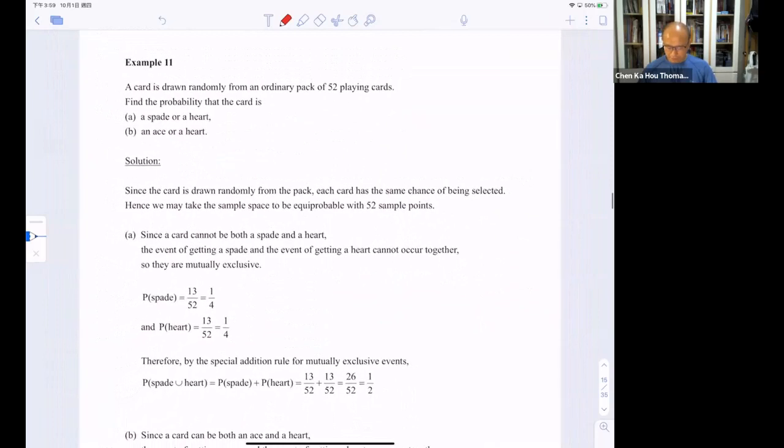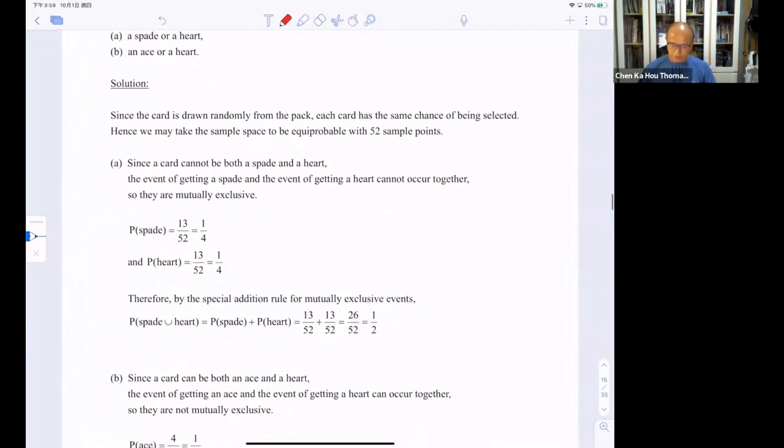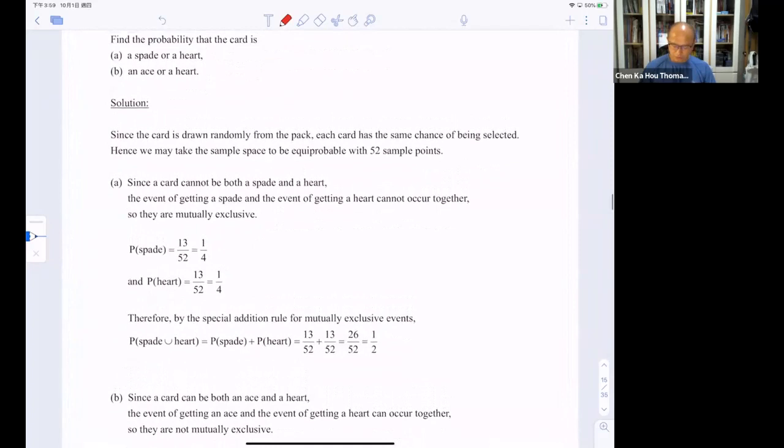Example 11, maybe I left you to read it on your own. But in this example, pay attention, there is one word called mutually exclusive. 中文就叫做互斥事件。Okay, 互斥事件, mutually exclusive, that means the two events cannot occur together.